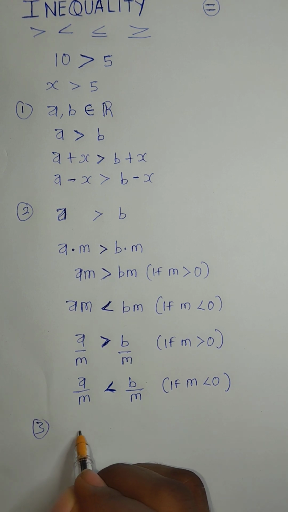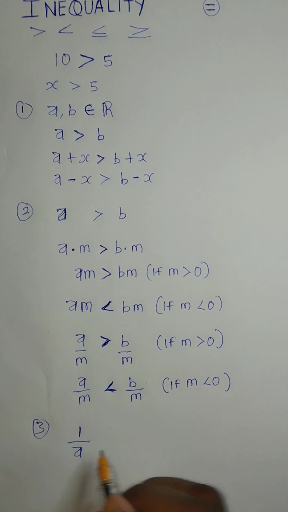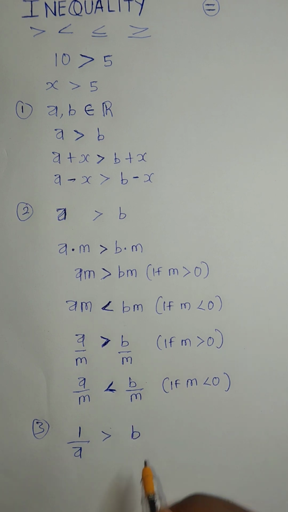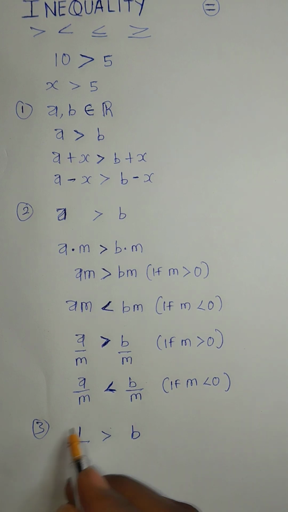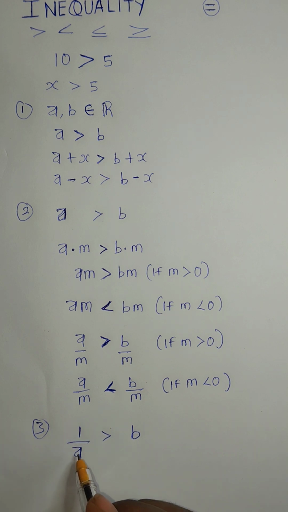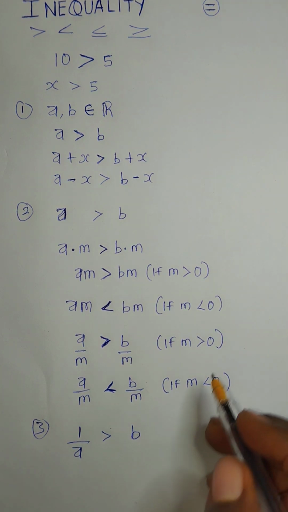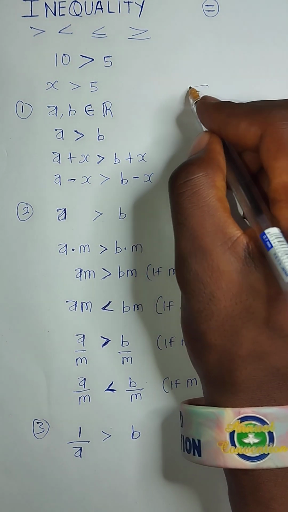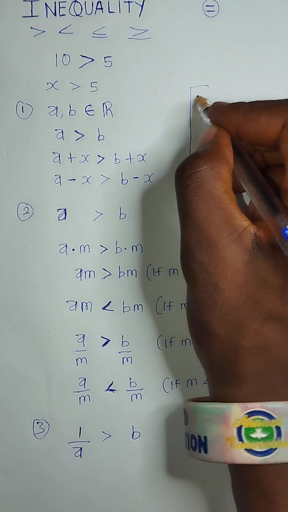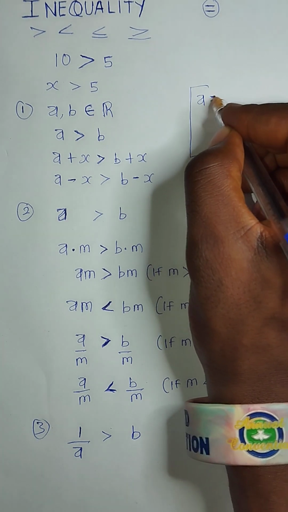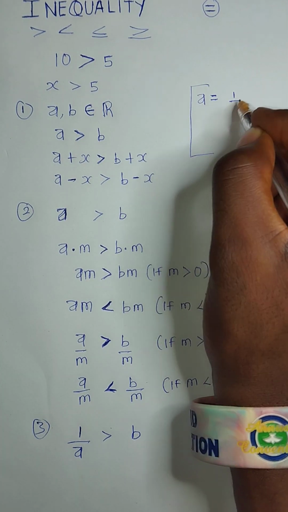If we have 1 over a greater than b, and you are told to find a, what would you do? The fastest way of finding a here is by finding the inverse of a. What's the inverse of a? The inverse of a here simply means bringing a up and bringing 1 down. Do you understand? Yes. When they ask you to find the inverse of something, look up here. If I ask you to find the inverse of a, it simply means 1 over a.